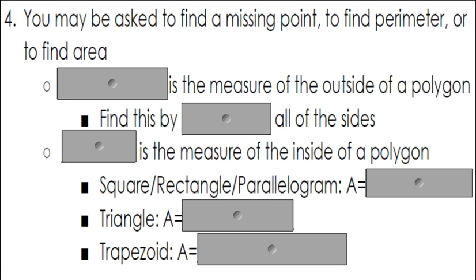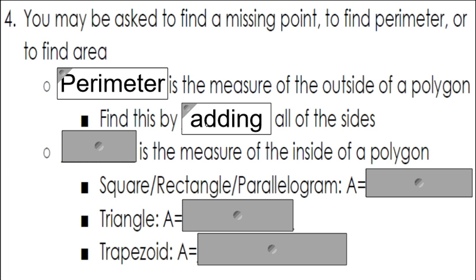For number 4 there, you could be asked to find the missing point, find a perimeter, or find the area. Perimeter is the measure of the outside of a polygon. How do you find the perimeter of a shape? Who remembers? Add up all the sides. So if it's a perimeter problem, what we got to do first is find the distance between the points, right?